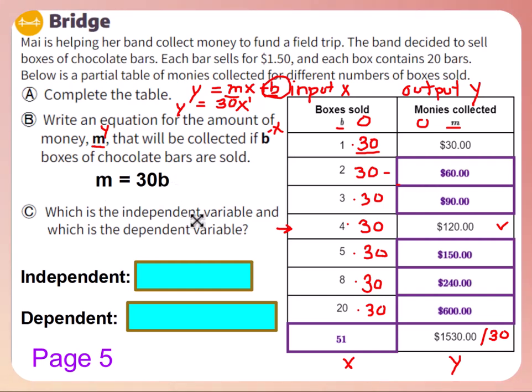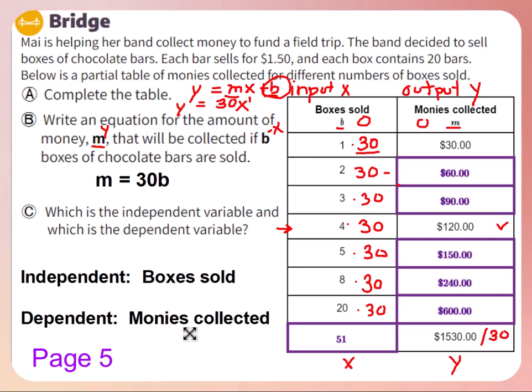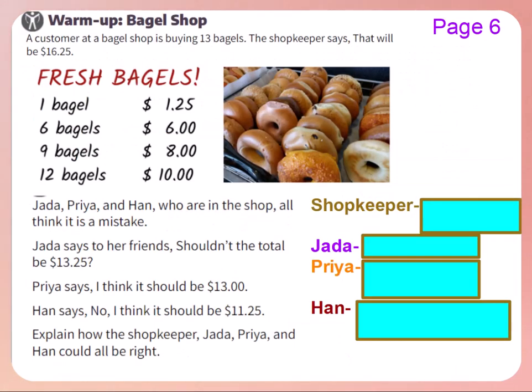All right, so which is the independent variable? Independent is going to be our x, and our x is the number of boxes sold. Our dependent variable is the amount of money that we collect. Again, organizing information, looking at it slowly, taking your time to practice. All right, let's do the warm-up on page 6.